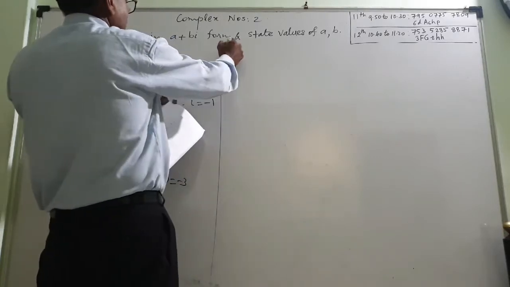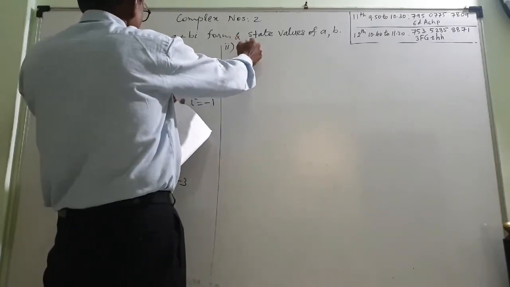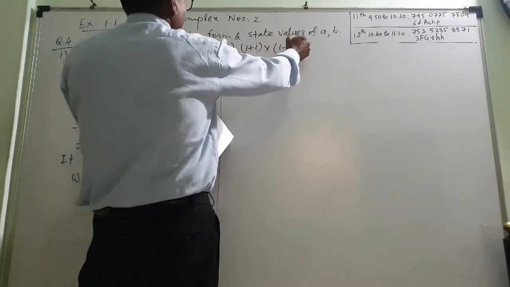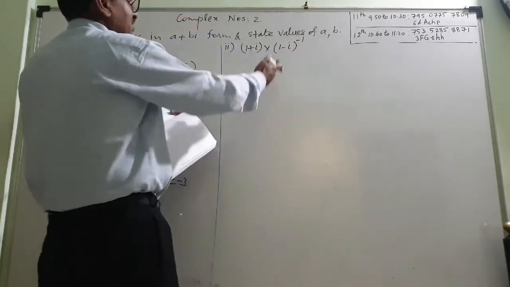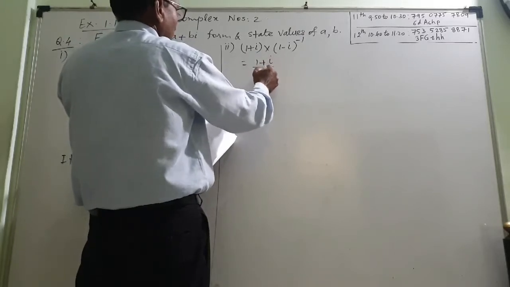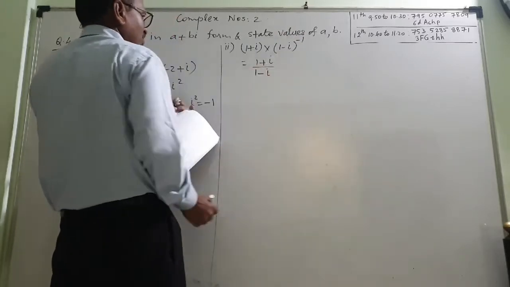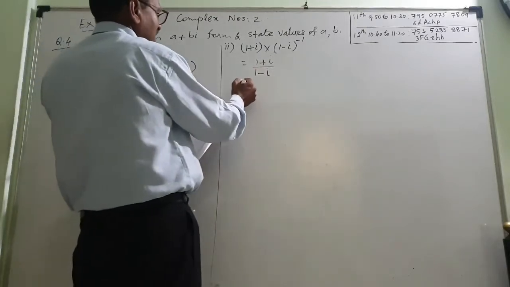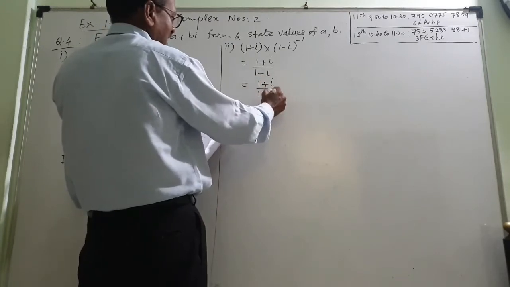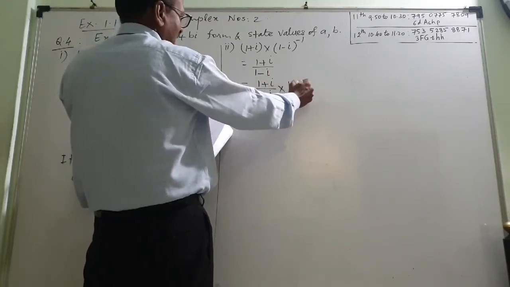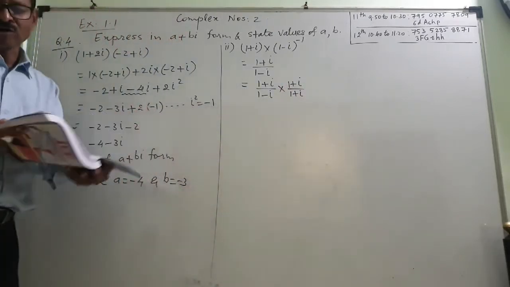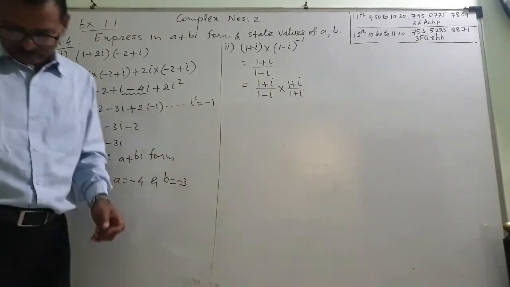Second one I will just give the brief of it. (1 plus i) into (1 minus i) raised to minus 1. This is nothing but (1 plus i) upon (1 minus i). Negative power, below it will become positive. So I will rationalize the denominator: (1 plus i) upon (1 minus i) into (1 plus i) upon (1 plus i), multiplying by the conjugate of the denominator.